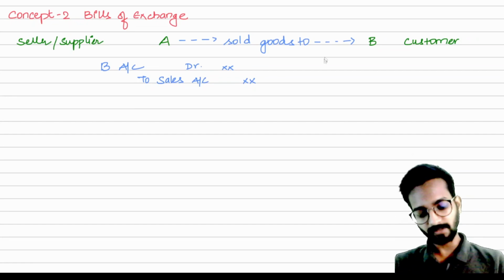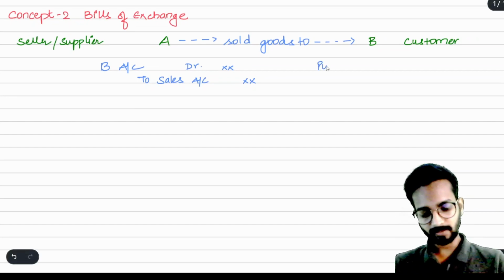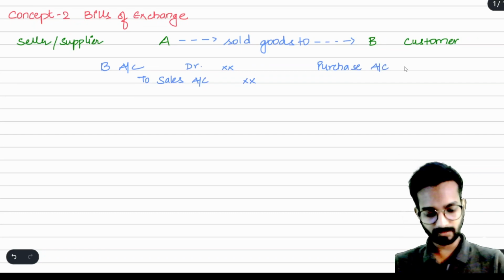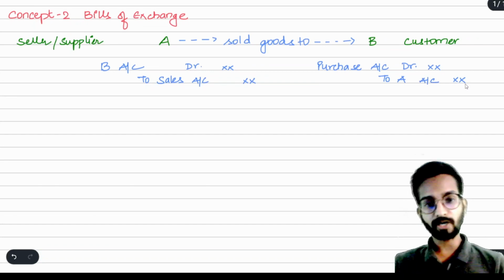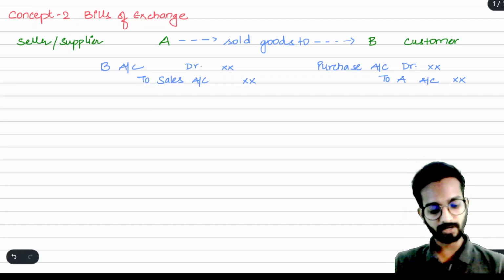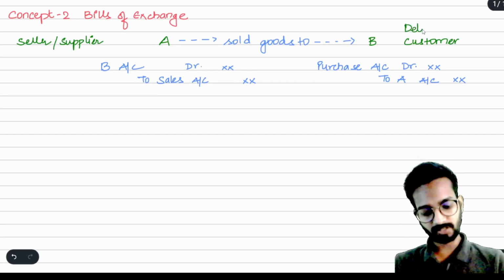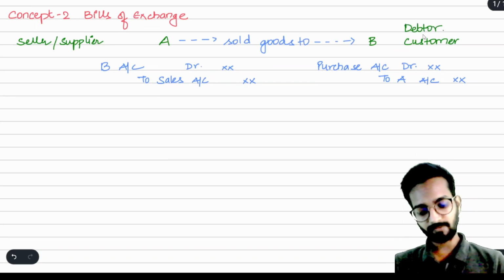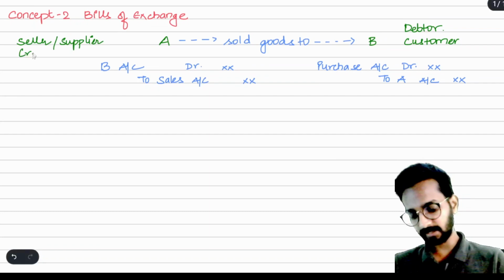What will B write? Think from B's point of view. B will write purchase account debit, to A account, from whom he has purchased. Now understand one thing. A has sold goods to B on credit, obviously, because B has not paid any cash. So for A, B will become the debtor because A has to receive the money from B, and for B, A will become the creditor.